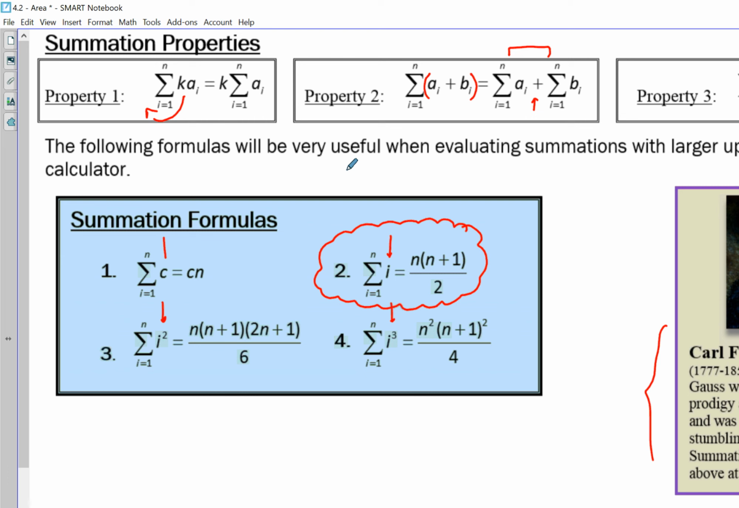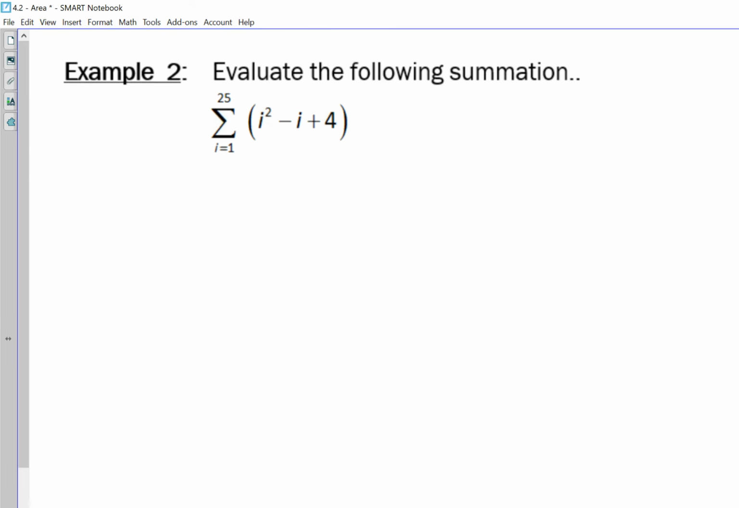So let's go ahead and take a look at our example 2 here that asks us to evaluate the following summation expression. You'll notice here that since we're going from 1 to 25 for our i, we want no part of plugging in each of these numbers for i and laboriously finding the summation. We're also going to say that we're not allowed to use that graphing calculator. So in this situation, you're going to rely very heavily upon the summation formulas and properties.